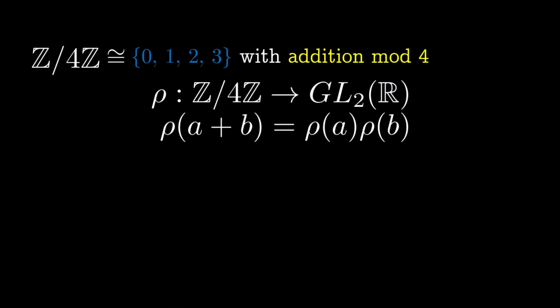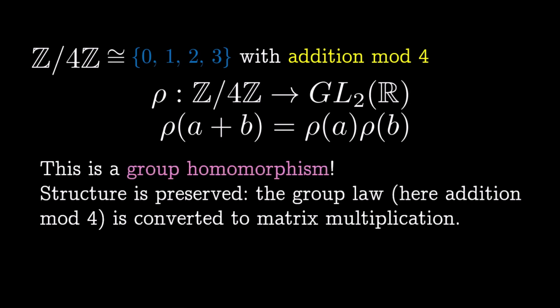For example, if I add 1 and 2, I get 3. Then, when I turn 3 into a matrix, I get the same thing as if I had turned 1 and 2 into matrices and multiplied them together. This is what defines a homomorphism, and it tells us that structure is preserved. When we map our group elements to matrices, the relationships between them are maintained.